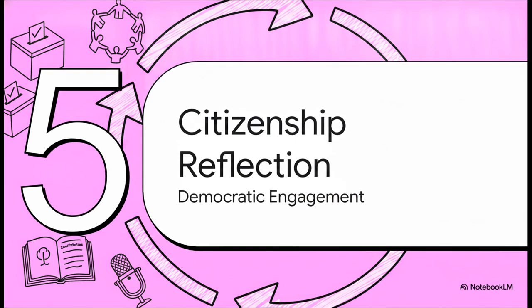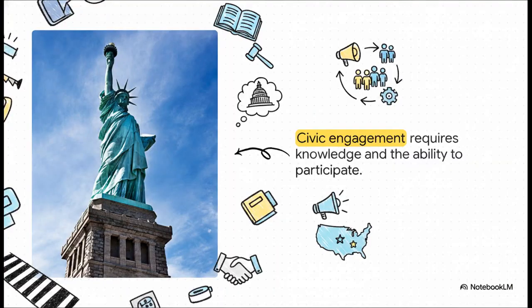And finally, Section 5, reflecting on citizenship. We've reached the last step of our civic action cycle, where we look back on our engagement and connect it to our broader democratic responsibilities. Now, what's really interesting about looking at a symbol like the Statue of Liberty is how it perfectly bridges the gap between your local crosswalk and the grand ideals of American democracy.